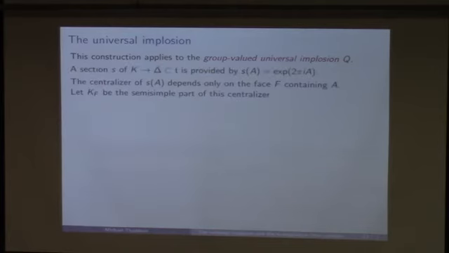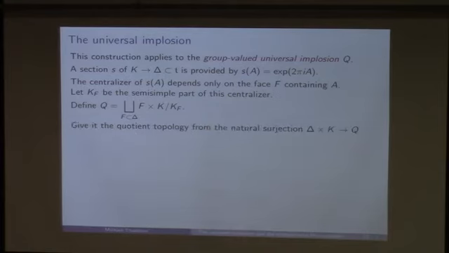And the centralizer of an image of this section depends only on what face you started in. So let KF be the semi-simple part of the centralizer of that element. And then all I do is I take homogeneous spaces of these centralizers and I multiply them by the corresponding faces. That's the universal implosion. But the point is there's a natural surjection on this thing from delta times K, right?